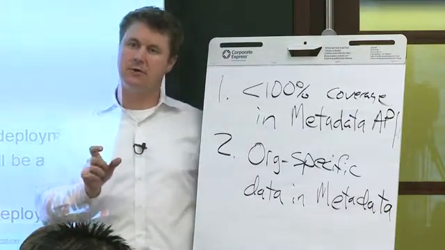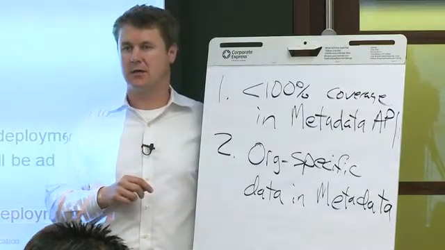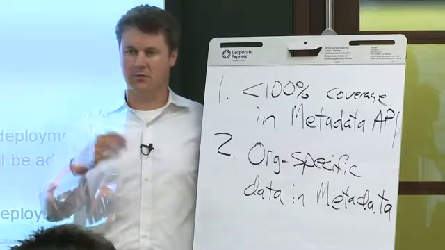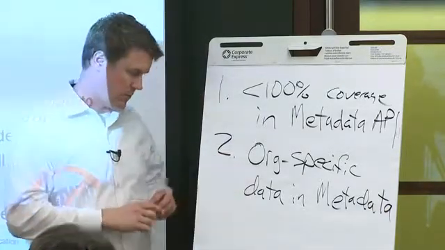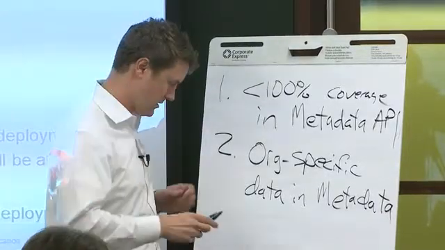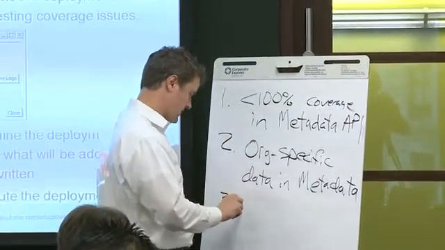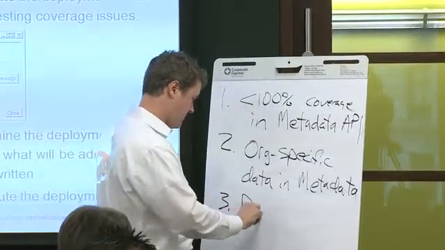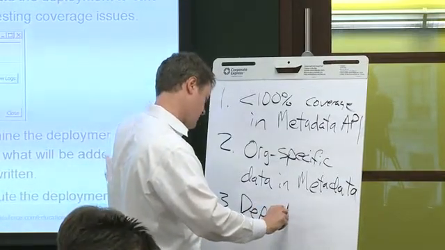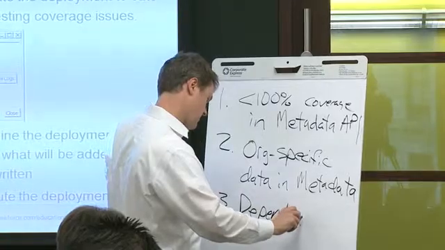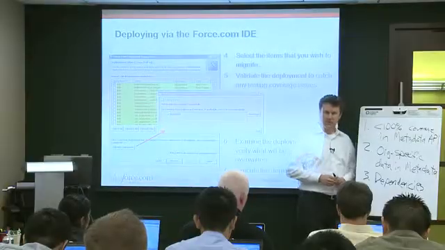So now inside of our metadata, we are referencing something that does not exist within the org that we're deploying to. I'll talk about how you deal with that, but it requires us to handle that situation. All right, and then the thing that makes this the most fun is that we have dependencies.